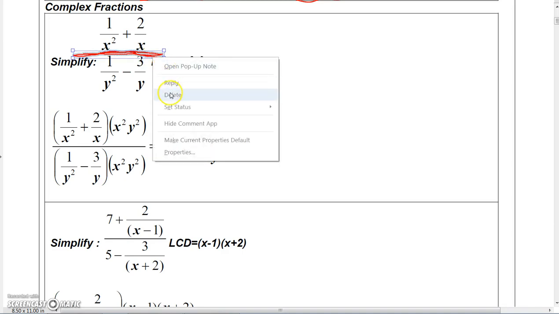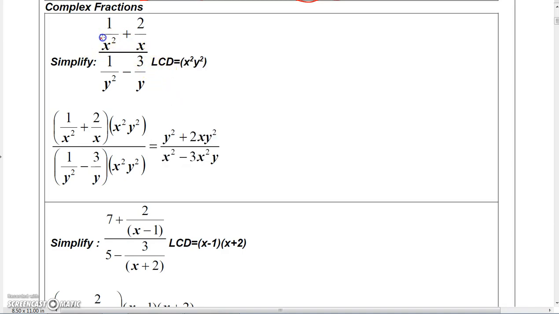So what I can do is look at these four denominators, x and x squared and y and y squared, and figure out what is the least common denominator of these four fractions. In other words, what's the lowest power that all four of these will go into? Well, I know that x and x squared will both go into x squared, and y and y squared will both go into y squared. So I'm going to use x squared times y squared for the lowest common denominator.